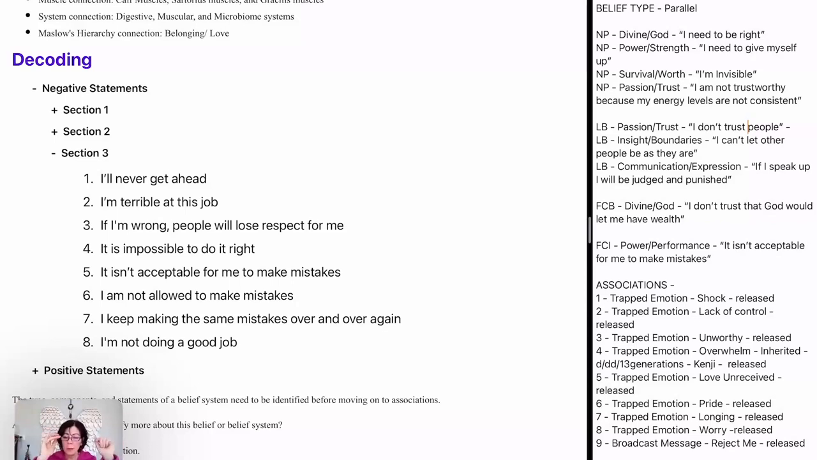No. How about you don't trust people? Okay. Anything more to know there? No. You can't let other people be as they are. True. Anything else that we need to know about that? No. How about if you speak up, you'll be judged and punished? Is that true? Yeah. Anything else we need to know there? No. How about you don't trust that God will let you have wealth? It's true. Anything else to know there? No.